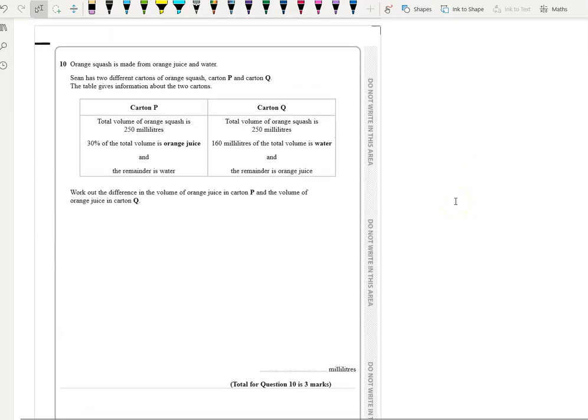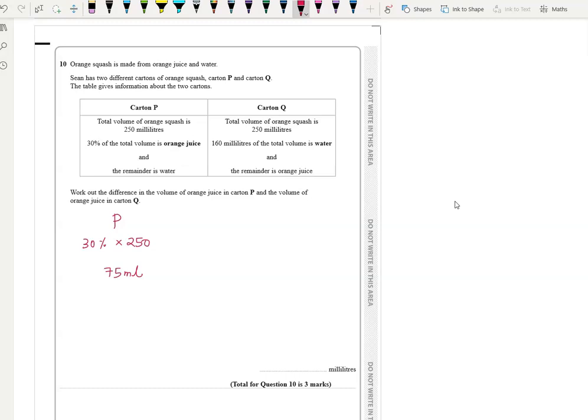Number 10. Orange squash is made from orange juice and water. Sean has 2 different cartons of orange squash, carton P and carton Q. The table gives information about the 2 cartons. Carton P, total volume of orange squash is 250 ml. 30% of the total volume is orange juice. So out of 250, 30% is orange juice. So let's calculate 30% out of 250. So 75 ml is orange juice in carton P.